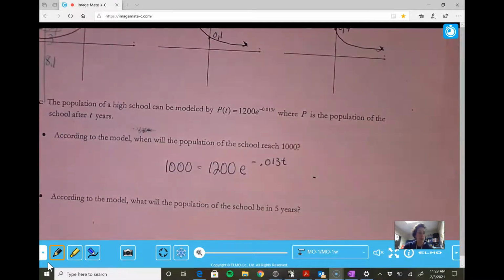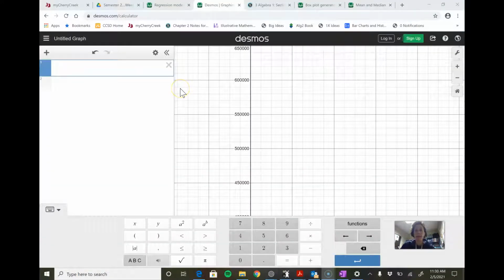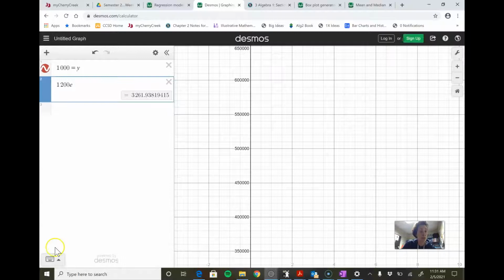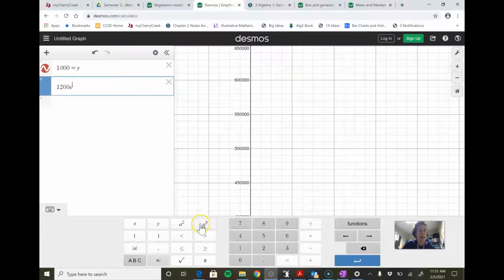And then we can go to Desmos. Let me just make sure that Desmos has e. So, timeout. All right, so it does have e. You just have to type e from your keypad. All right, so I'm going to put in 1,000 on one side. And again, to make it graph, I would need to put equals y. And then I'm going to put 1,200, then type in the e, and then I'm going to hit my exponent button. There we go. And I'm going to put in my exponent, negative 0.013 to the t, or x, power.